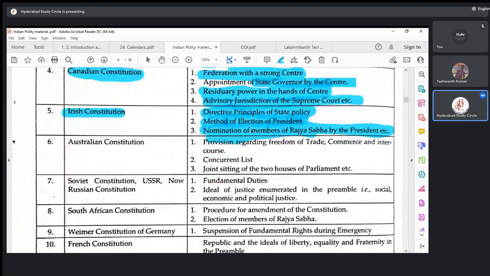And what have we taken from the Australian Constitution? Provisions regarding freedom of trade, commerce and intercourse. Trade, and after that, the concurrent list. In which schedule do we have the concurrent list? Schedule number 7.